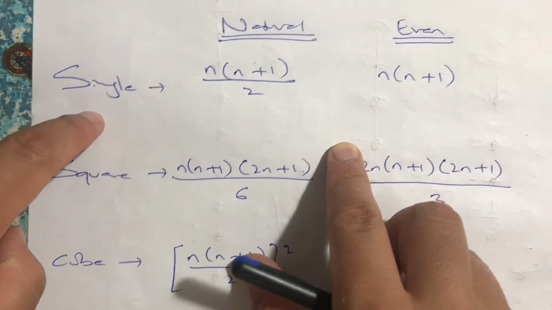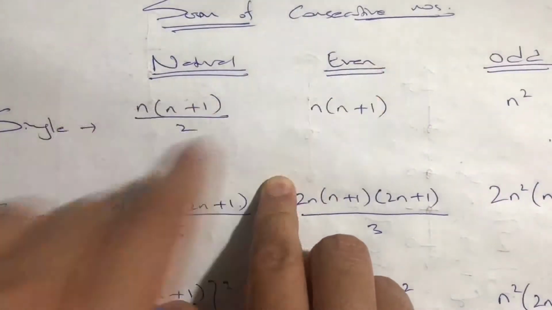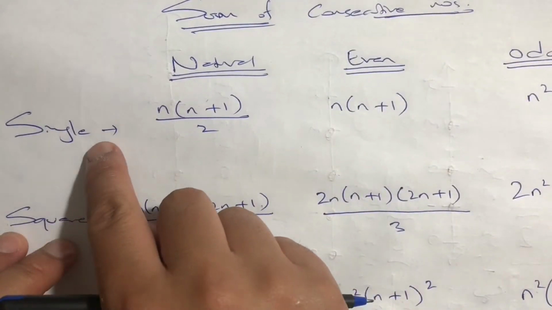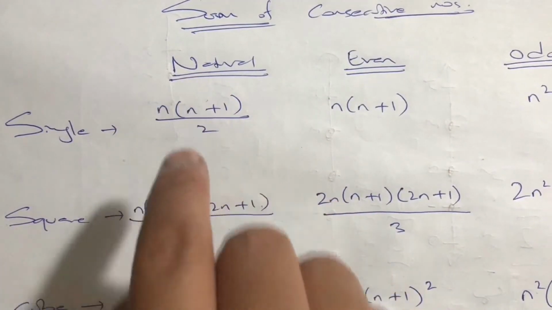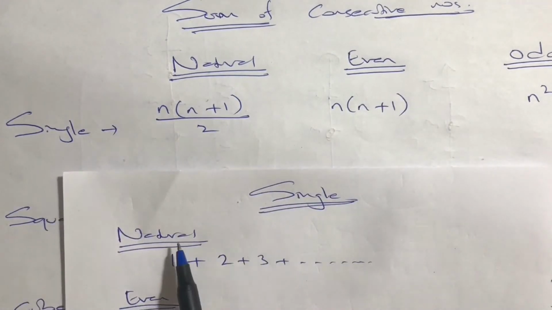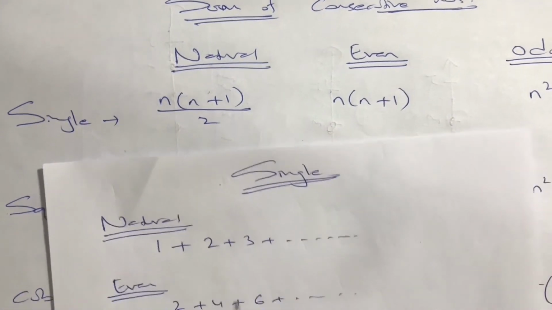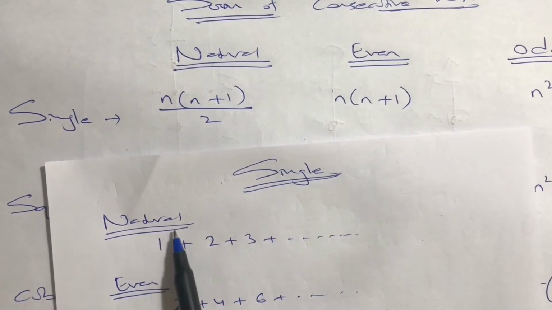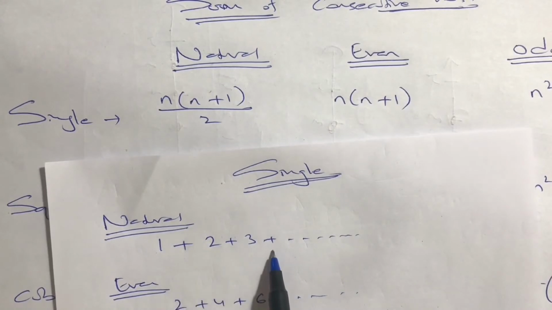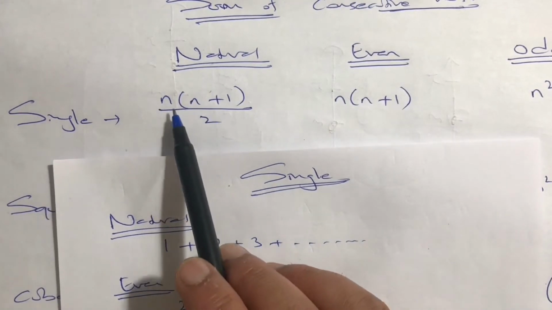Now what do I mean by single and natural? What do I mean by single, even? What do I mean by single, odd? Everything will be explained. If I have a single and it's a natural number, then the formula is this. A single natural means a series where we have no powers. Single means we do not have any powers, and natural numbers means 1, 2, 3. If I have to find the sum of this, then the formula we'll be using is n times n plus 1 divided by 2.